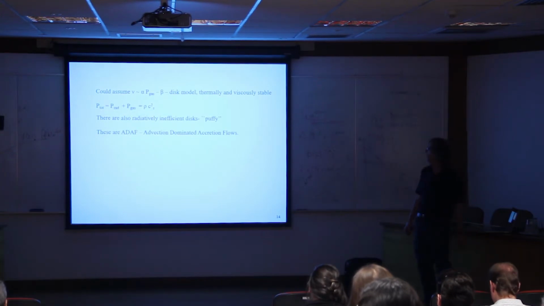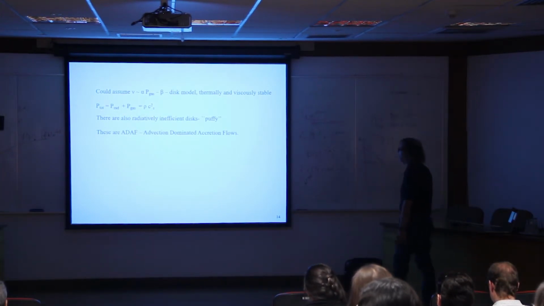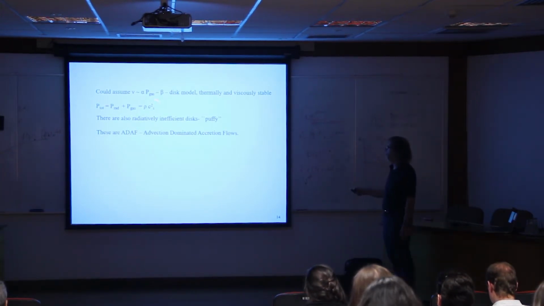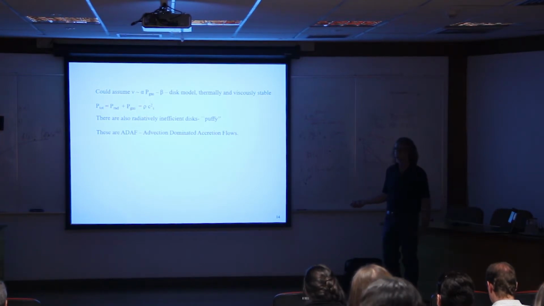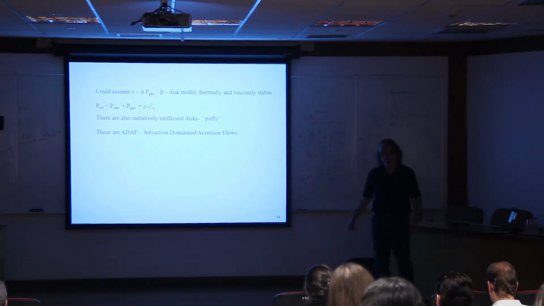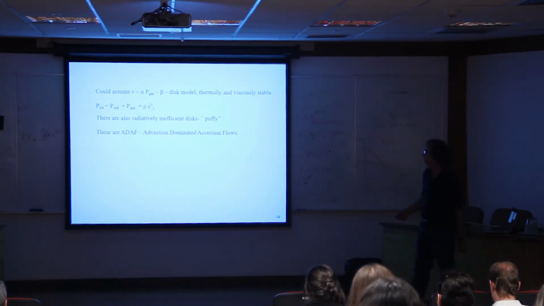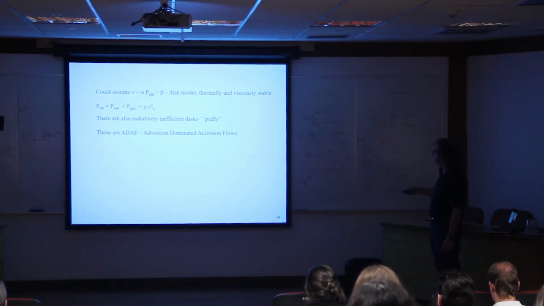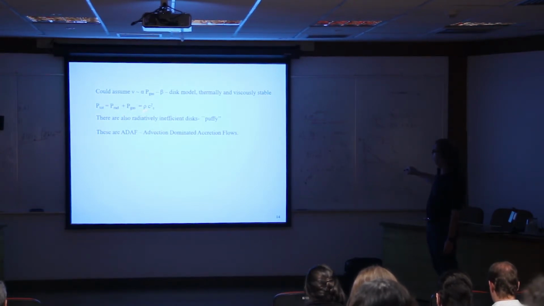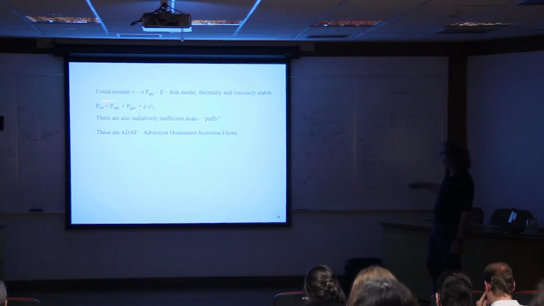And what they do is they assume that the viscosity is proportional to the same coefficient times the gas pressure. And these are so-called beta disk models, and these have the advantage of being both thermally and viscously stable. And here, then, you can look at the total pressure in the gas in the disk, which is the radiation pressure plus the gas pressure, and set this equal to density times the sound speed squared. So that's one way to look at this.